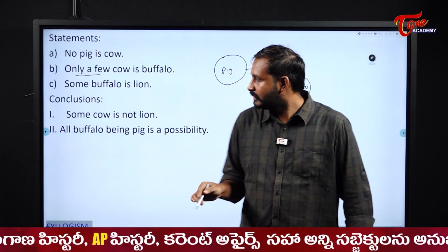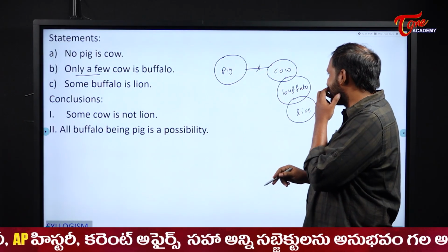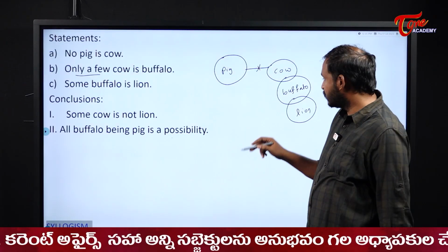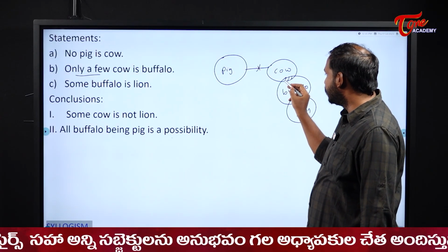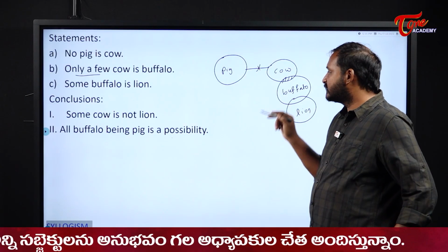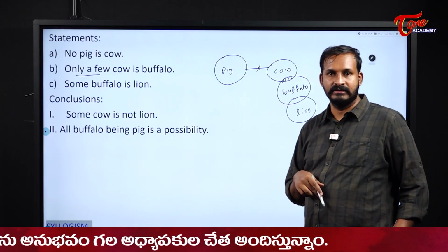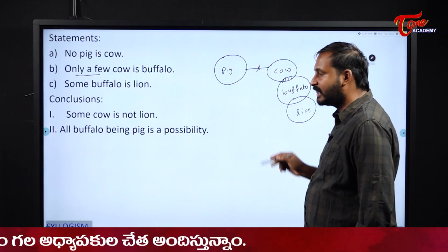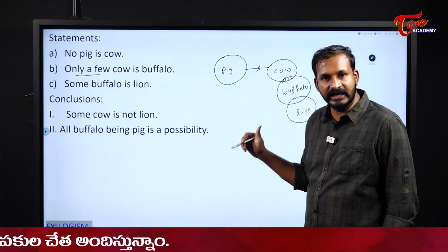Next one. Some cow is not lion. What is the some cow portion here for me? This is some cow, right? The intersection portion. Some cow is telling that it is not a lion. According to the basic diagram, that is true. But that is a negative conclusion, right?